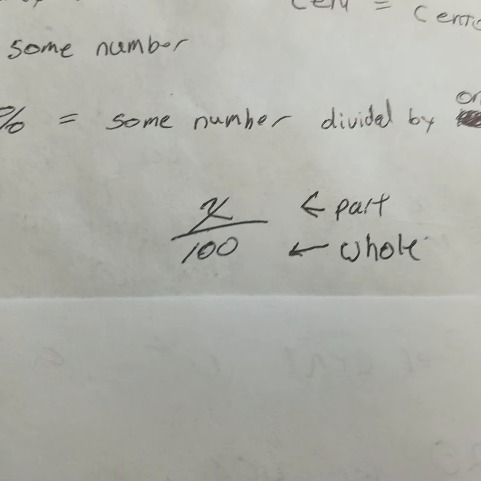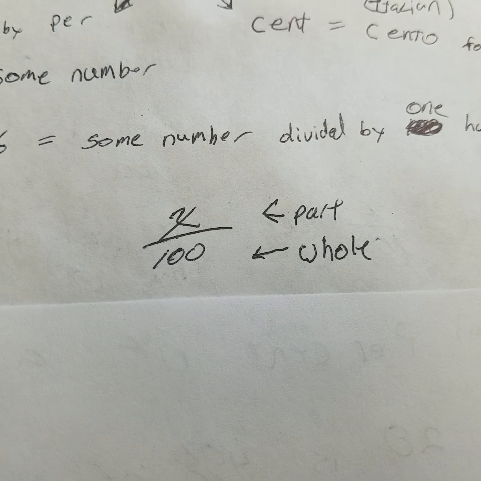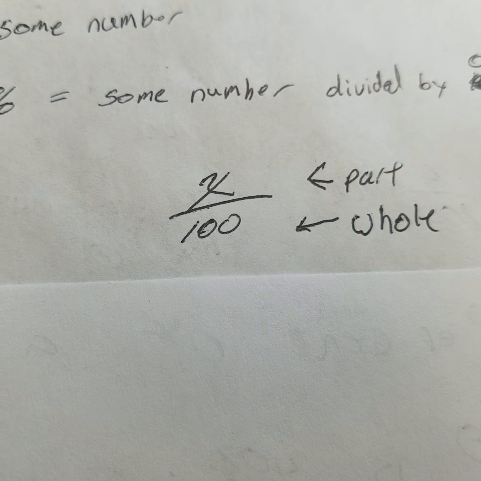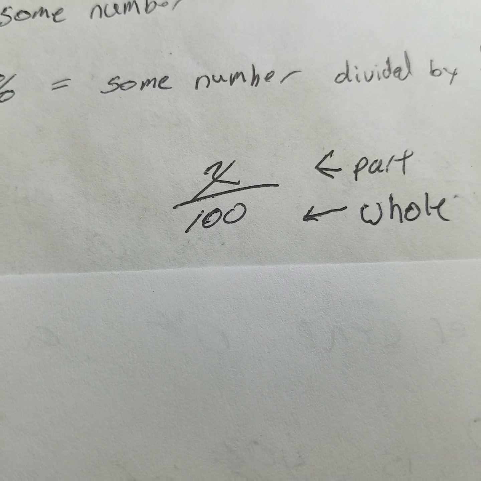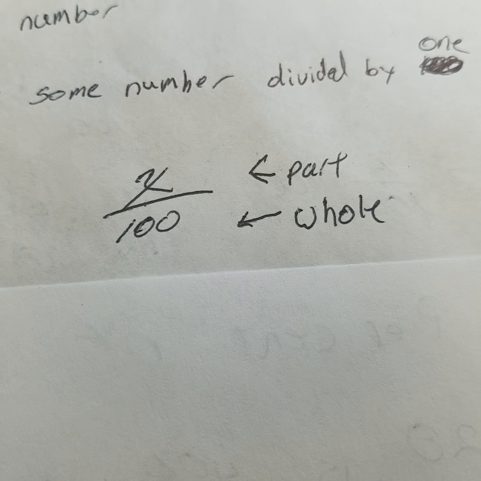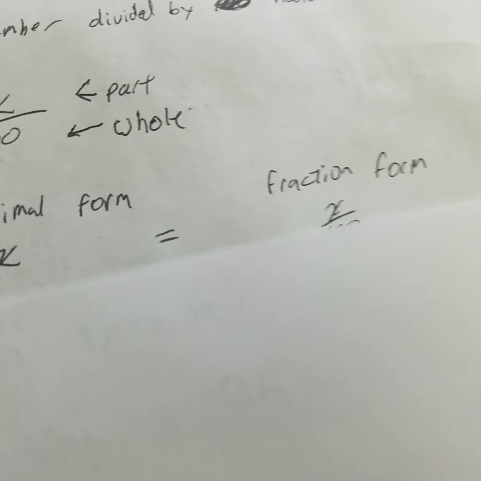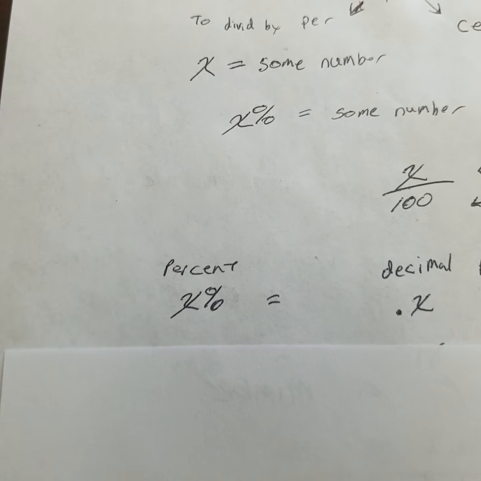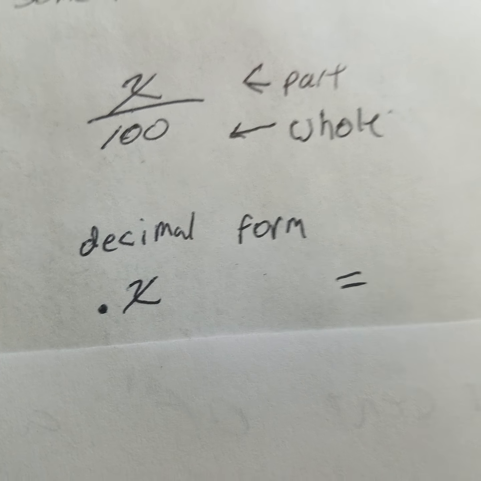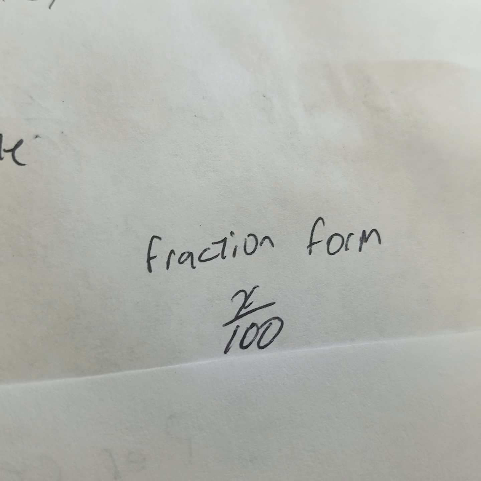When it comes to percents, when you're writing it in a fraction form, it's the number over 100. The part over the whole. Part over whole is important. Here's the numbers written in different forms to kind of tie it into the rest of the math. So here's the percent form. Here's decimal form. And here is fraction form.